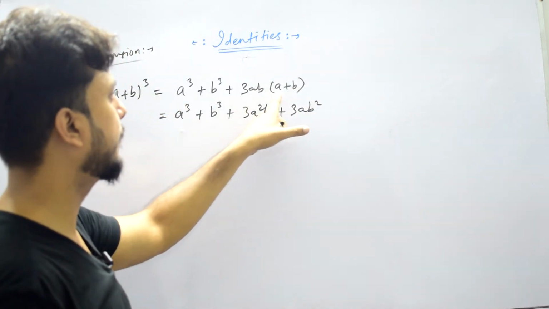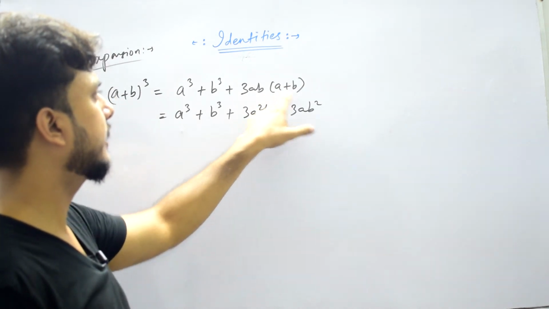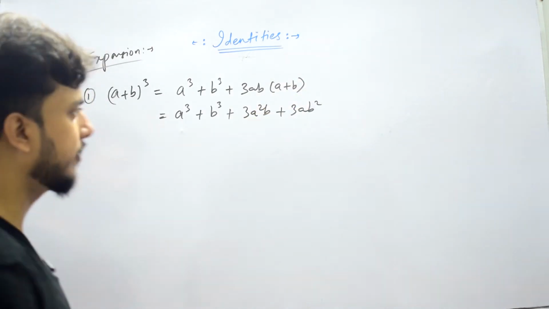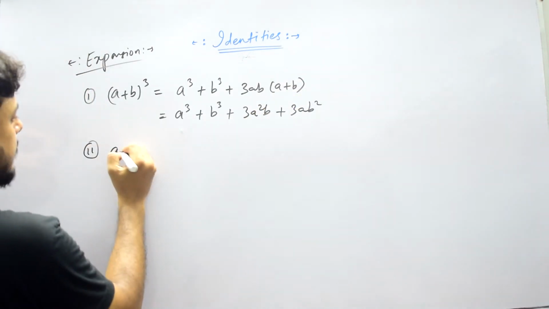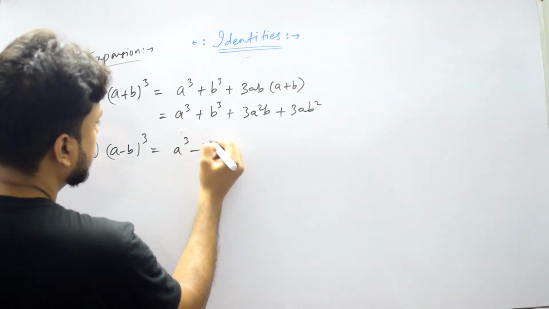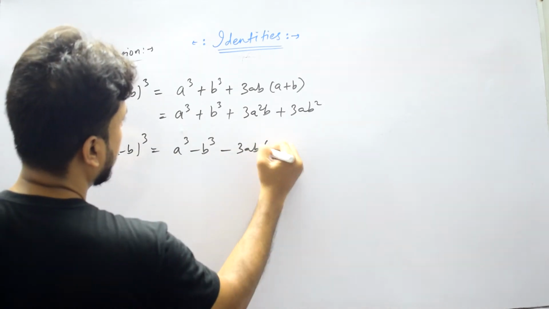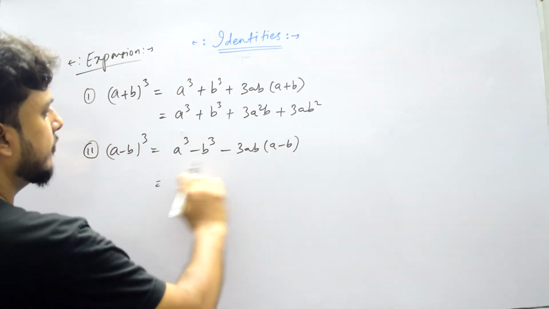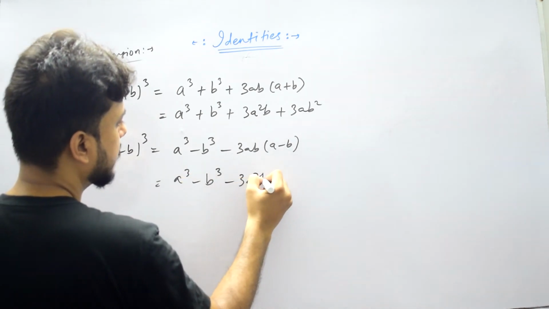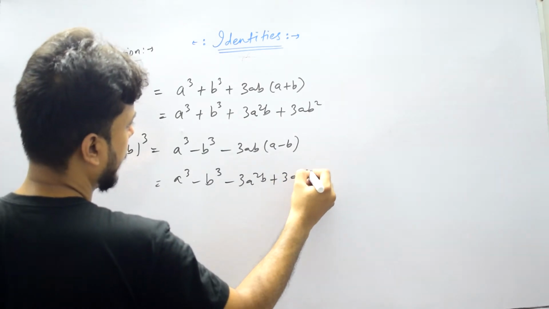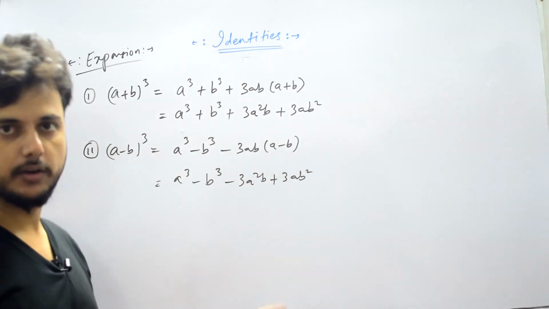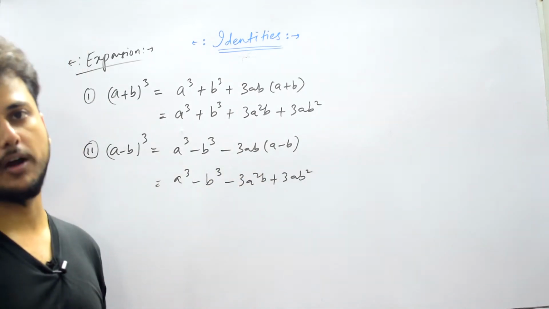Only we have opened the bracket, multiplying 3ab into both the terms. Both formulas are the same. Now the second formula is (a minus b) whole cube. It will be a cube minus b cube minus 3ab into (a minus b). When we open the bracket, we will get a cube minus b cube minus 3a square b plus 3ab square. Again both formulas are the same, only we have expanded the bracket. Understood? Copy this and then we'll move to our questions.